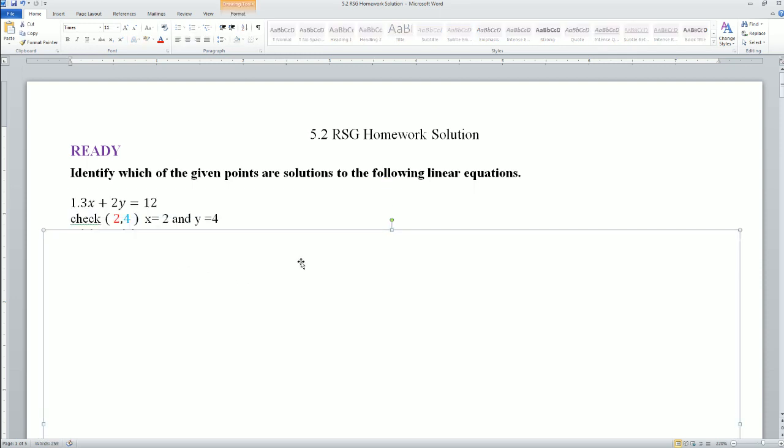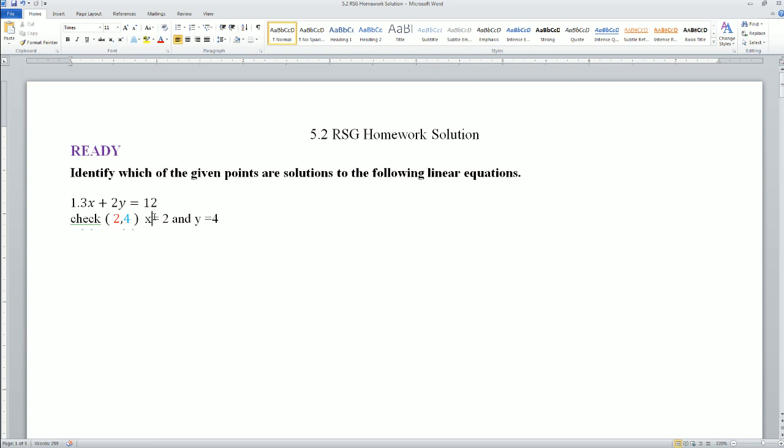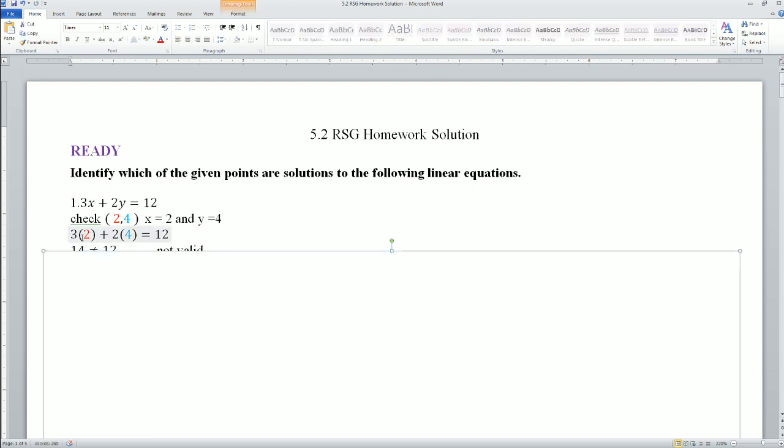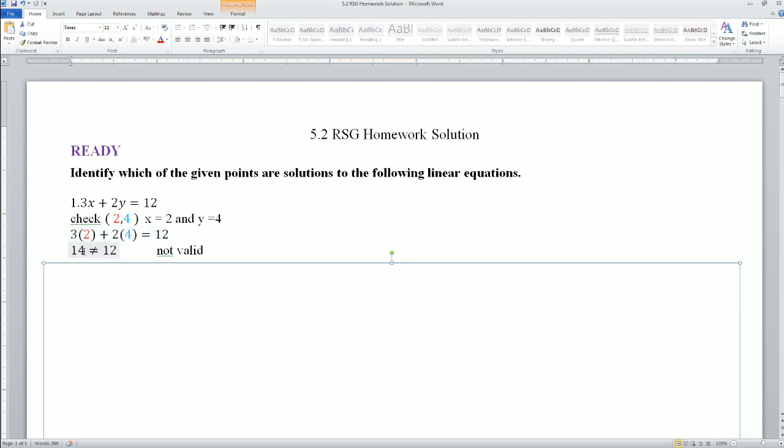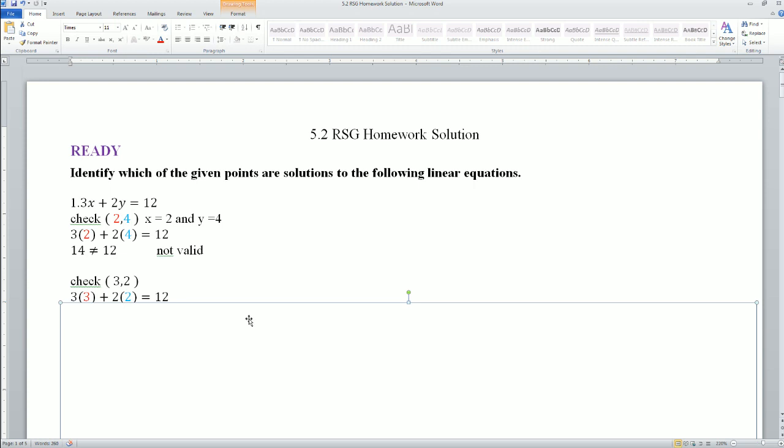Here they ask us to check x equals 2 and y equals 4. Plug those values in. 3 times 2 is 6, plus 2 times 4 is 8. 8 plus 6 is 14. That does not equal the 12 on the right hand side, so this is not a valid answer.